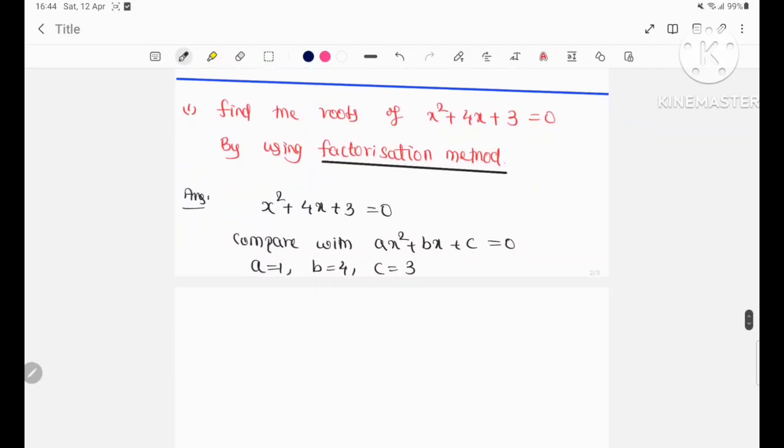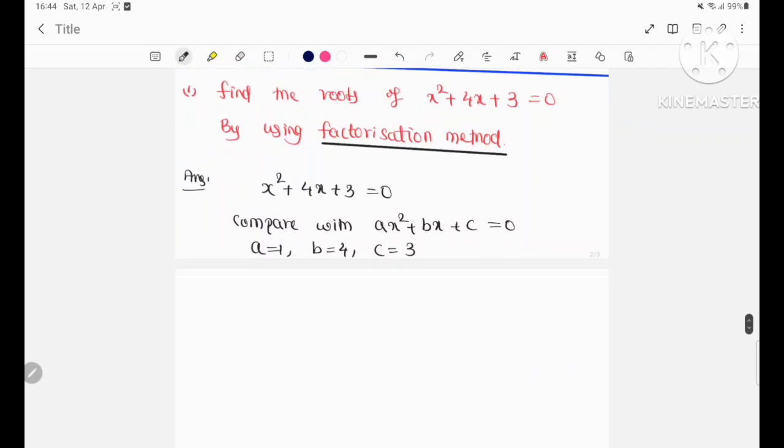Now what is the process to find the x value in factorization? First rule: we have to multiply the constant and the x square coefficient. That means 3 into 1 equals 3.